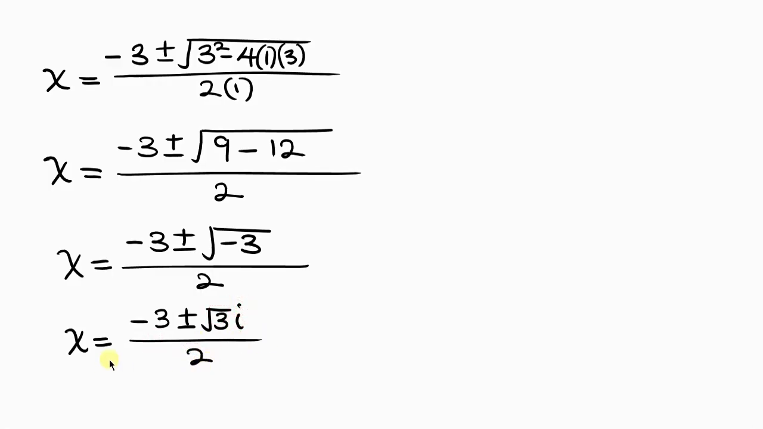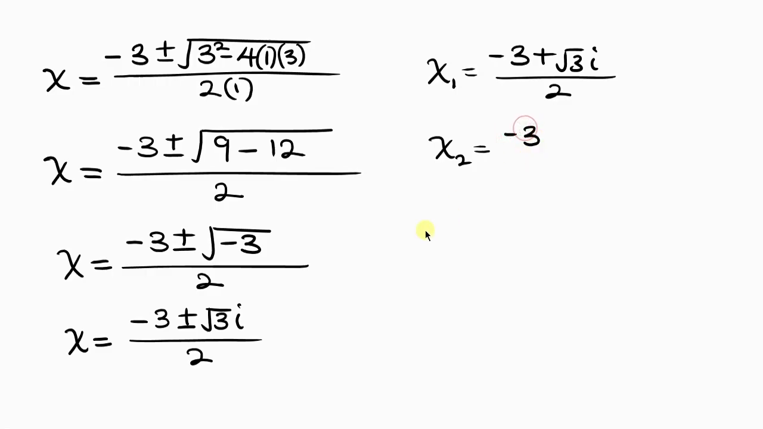So there are two values of x here. One of them is negative 3. We'll go with a plus the square root of 3i all over 2. And then the second value is negative 3. This time, go with the negative, minus the square root of 3i all over 2. So these are two complex solutions for x.